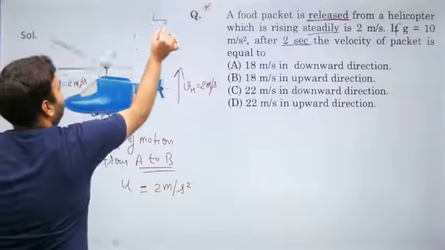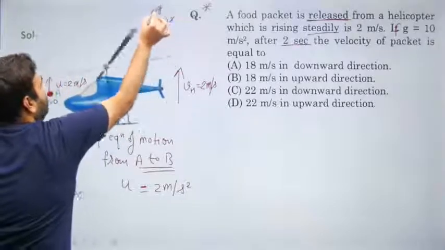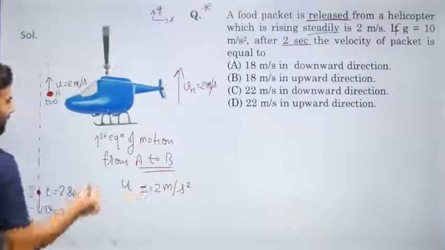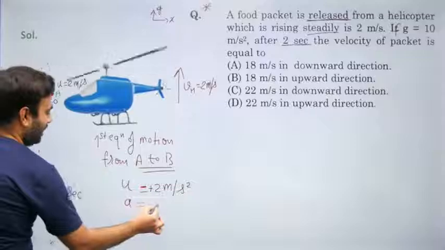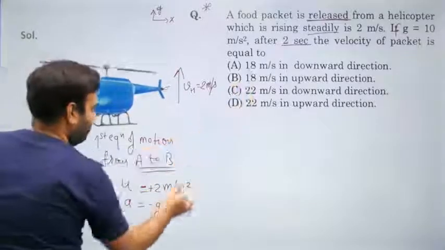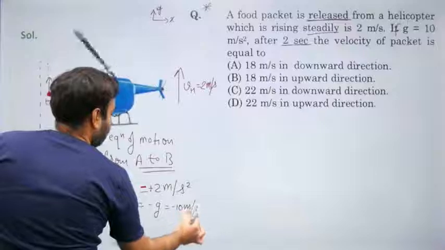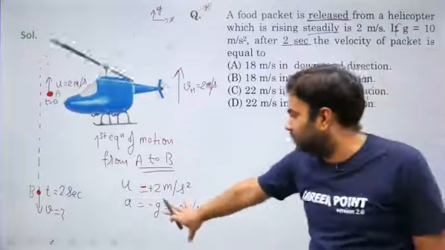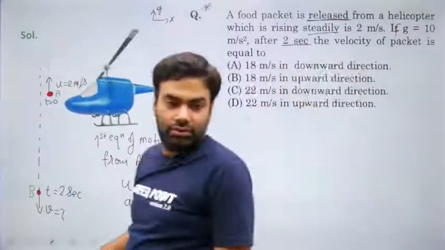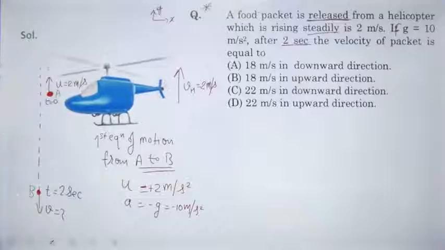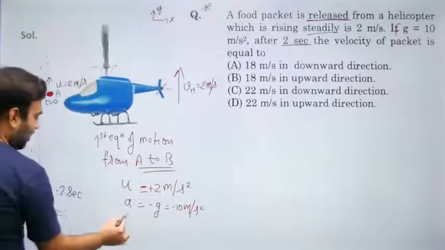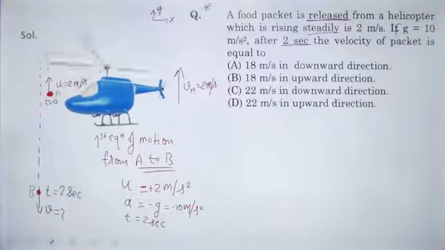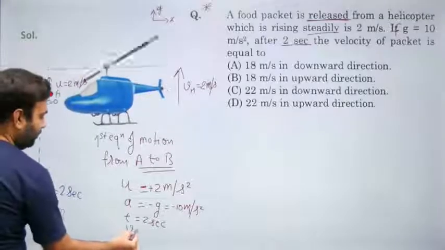All the upward values I am going to take positive and all the downward values I am going to take negative. Initial velocity is plus 2. What is the acceleration? Acceleration is minus g, so it is negative 10 meter per second square, because acceleration is downward. So all the downward vector values you have to take as negative. Good, Himal, you are also right. Well done. So time taken is 2 seconds, and it is asking the final velocity. V is unknown.